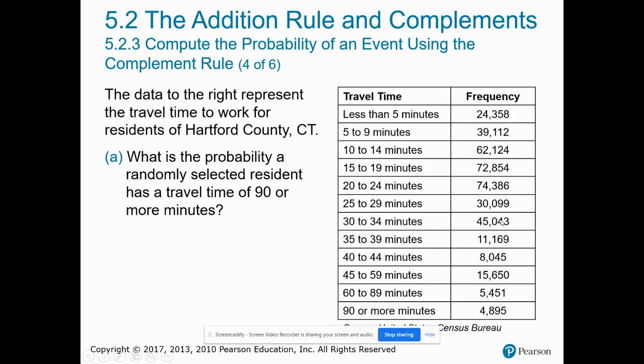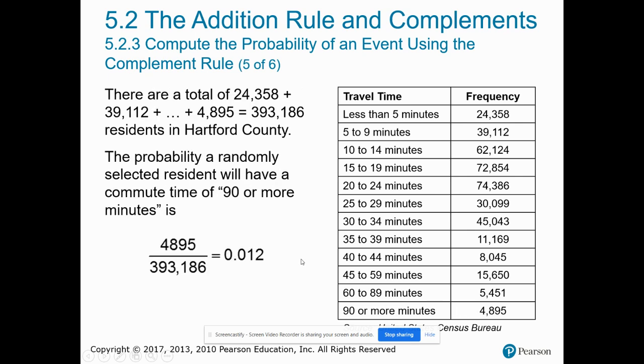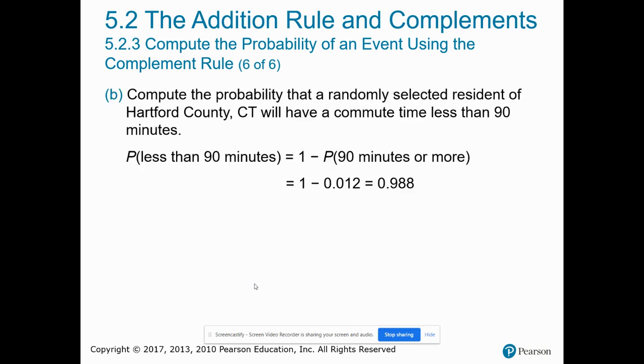Now here's a frequency distribution. We've seen these before. What's the probability that a randomly selected resident has to travel 90 minutes or more? Well, 90 minutes or more is just this one here. So 4,895 out of the total, 393,186. So that is just plain old probability. Sometimes it's called marginal probability.